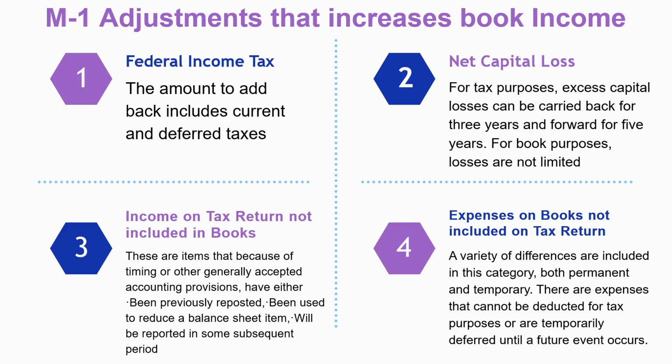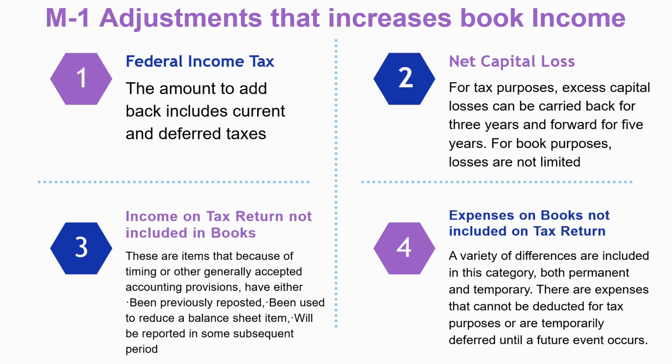The second element is net capital loss. Since capital losses can be deducted in the books, this represents a timing difference. Under IRC section 1211, capital losses can only be deducted to the extent of capital gains. For tax purposes, excess capital losses can be carried back for 3 years and forward for 5 years. For book purposes, losses are not limited.